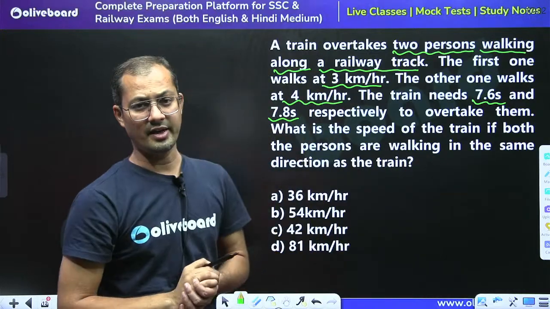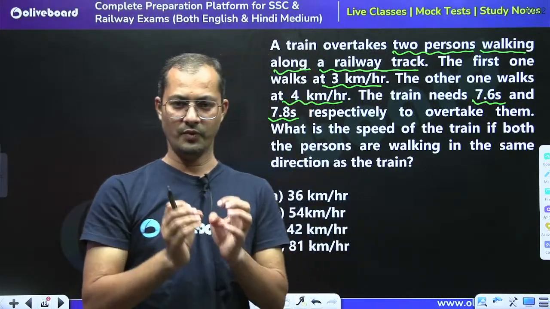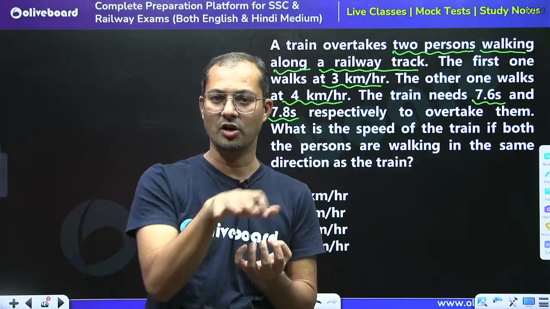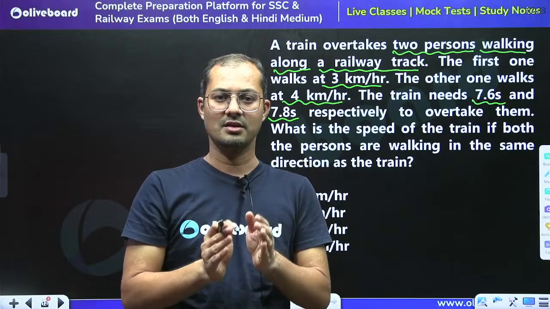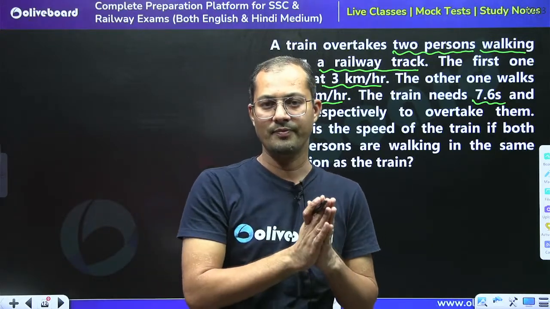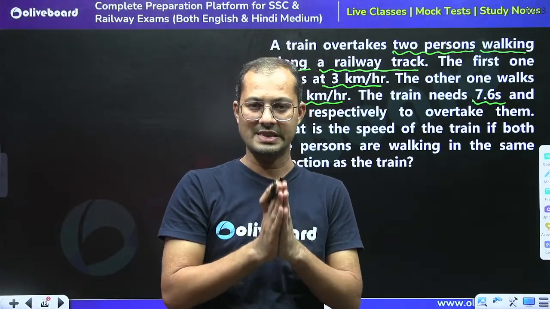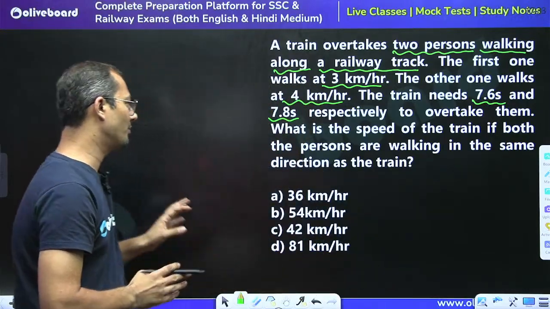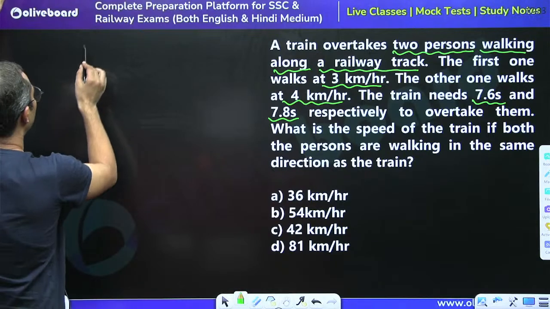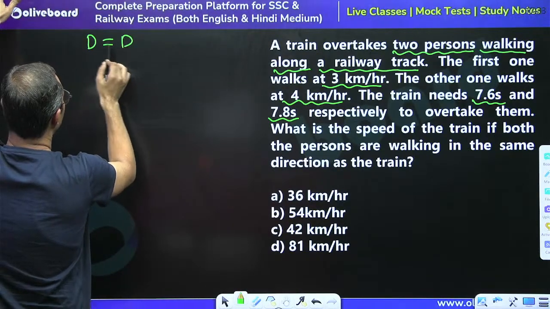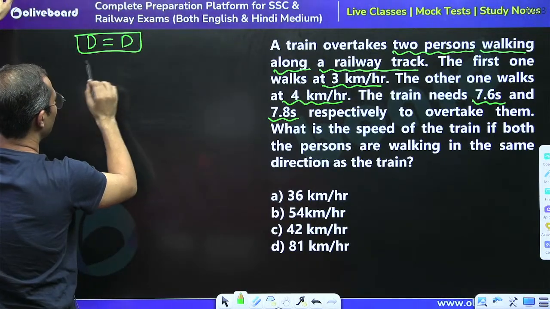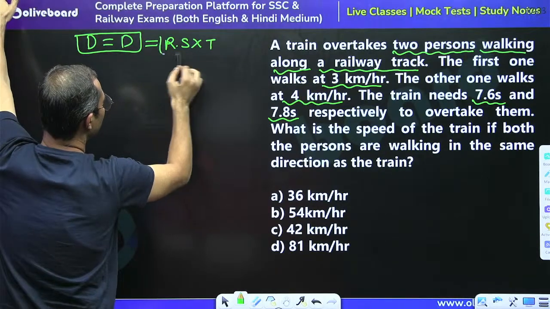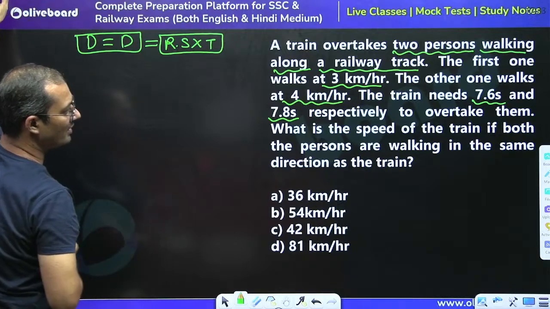See, when a train crosses a person, whether that person is standing or moving, in both cases the train has to cover a distance equal to its own length. In both cases the distance would be the same. So distance is equal to relative speed into time. So what is the relative speed?